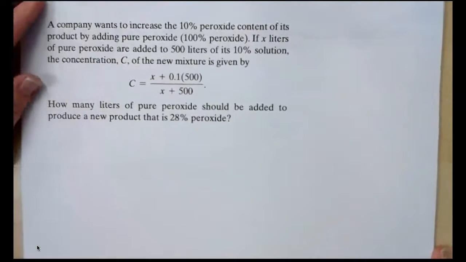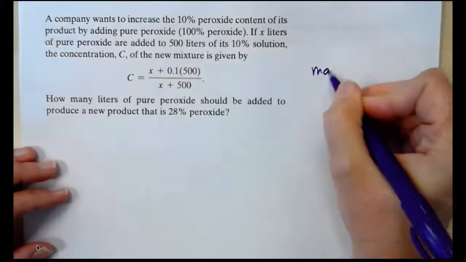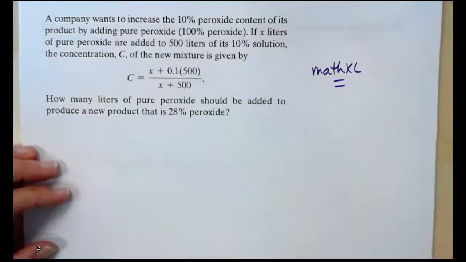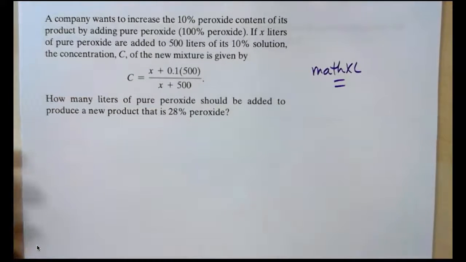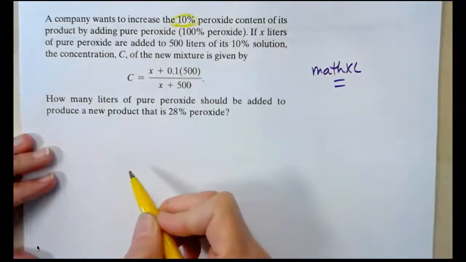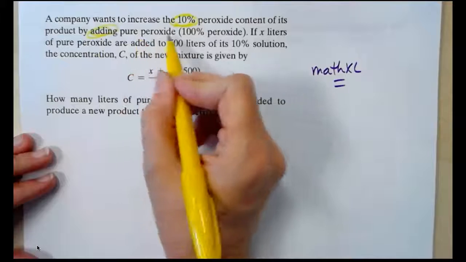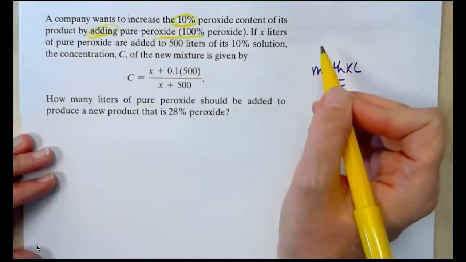Next, I have chosen this problem for us because there is a problem in our homework on MyMathLab, which everybody should be doing, and we have one very similar to this, so I wanted to take the opportunity to do this problem. This problem is not difficult, it just requires that we read very intentionally. A company wants to increase the 10% peroxide content of its product by adding pure peroxide, which is 100%.